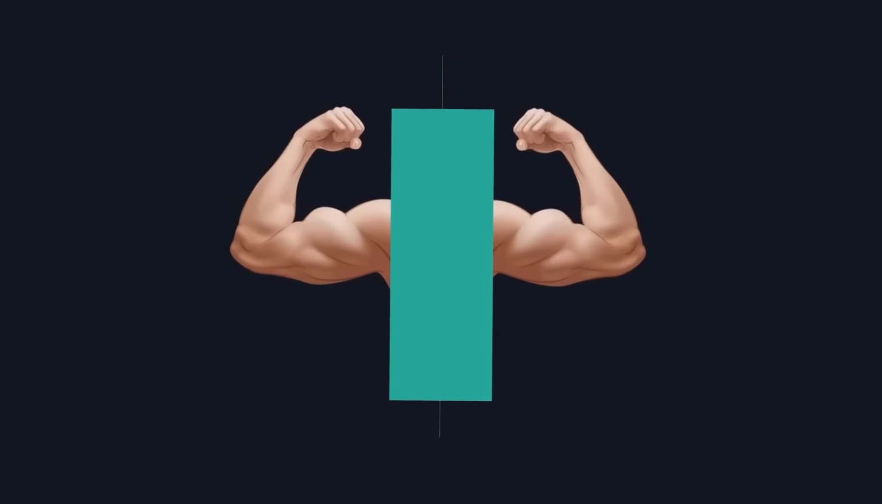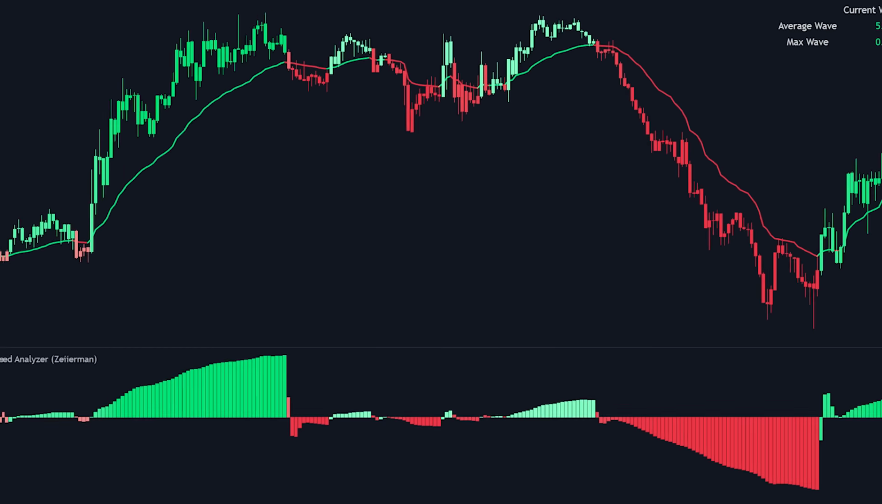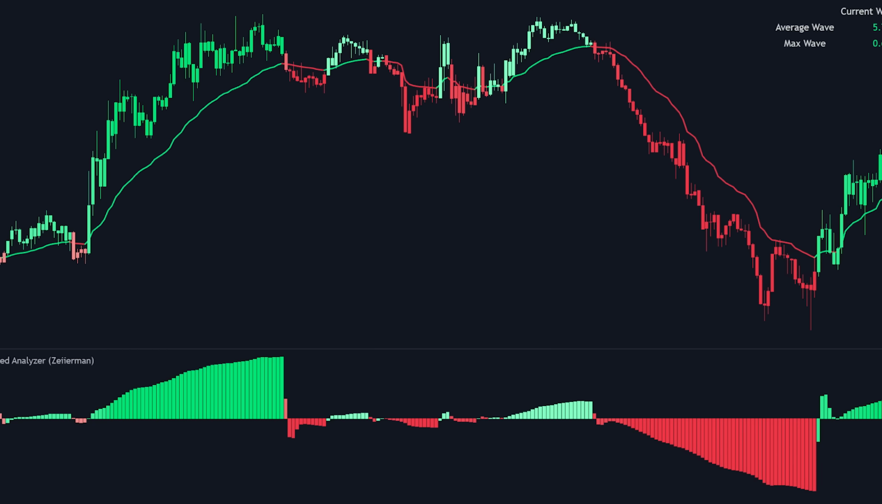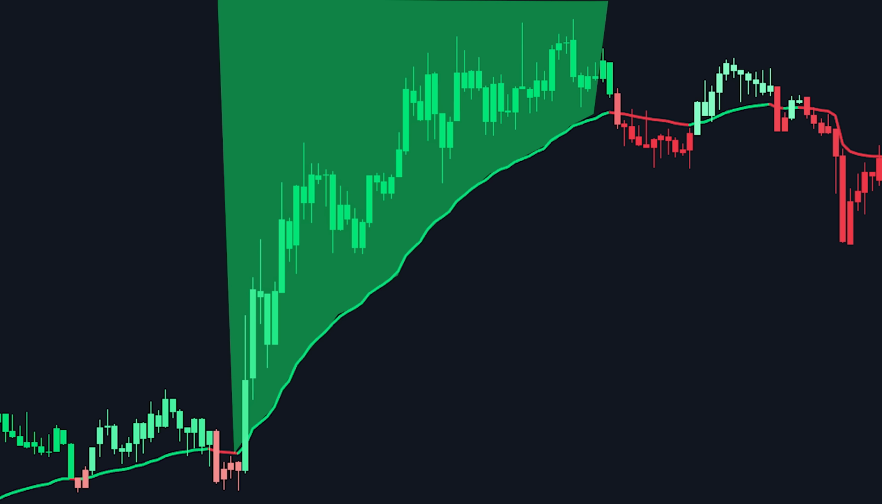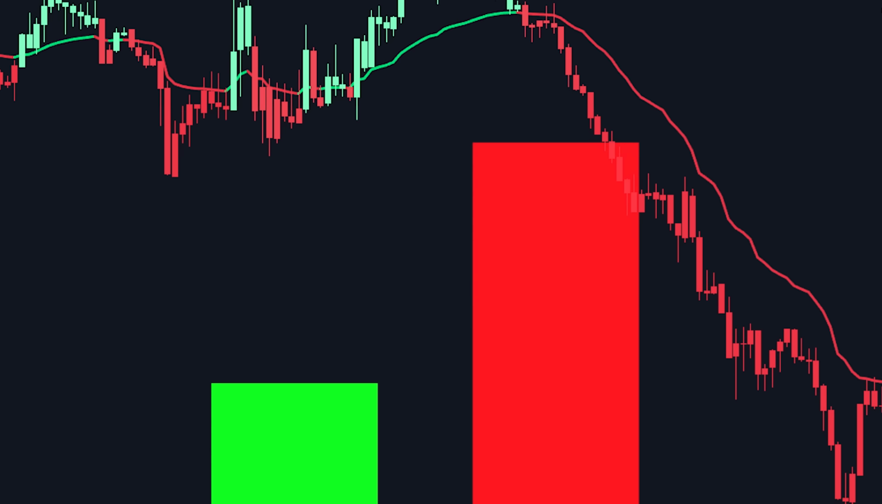Now here's where things get really exciting. Let me show you the powerful ways to actually use this trend speed analyzer in your trading. The first approach is basic trend identification, but with a twist that most traders miss completely. You're looking at that dynamic trend line. When it's green and price is trading above it, that's your general bullish signal. Red line with price below means bearish conditions.